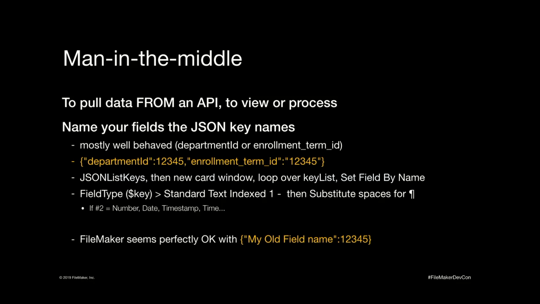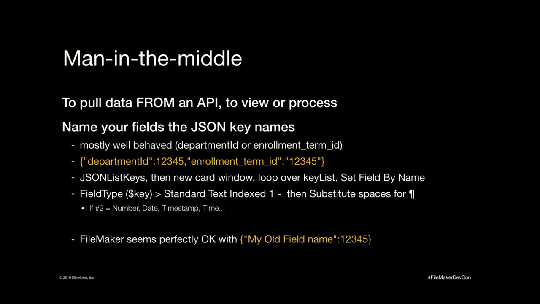So when you've got a JSON answer back from something in Postman to then play with it in FileMaker, I've started using a man-in-the-middle table. Name all of the fields in this table the same as the key names in the JSON, because then you can loop over the JSON doing a set field by name.